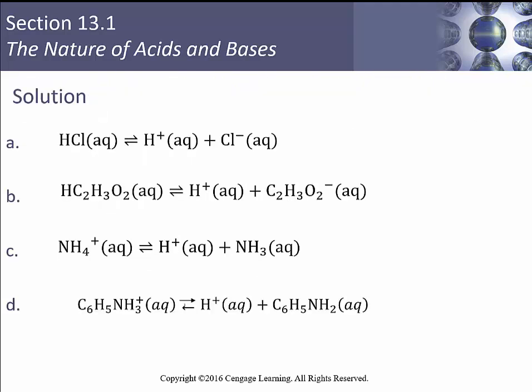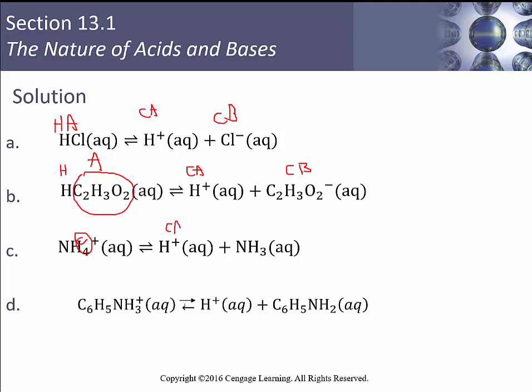So for our first one, HCl is a strong acid, so we're just going to form H plus and Cl minus. We're going to have our conjugate acid and our conjugate base, where we have H and A. Here we've got our H, and then this whole thing here is going to be our conjugate base part. So we're going to split that up into H plus and our conjugate base, C2H3O2 minus.